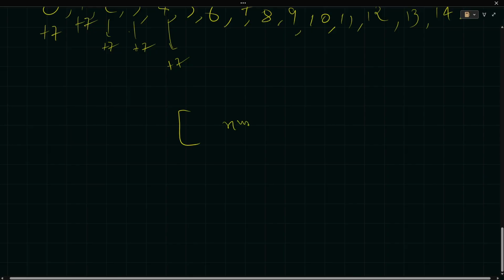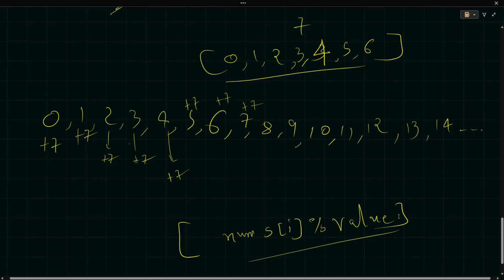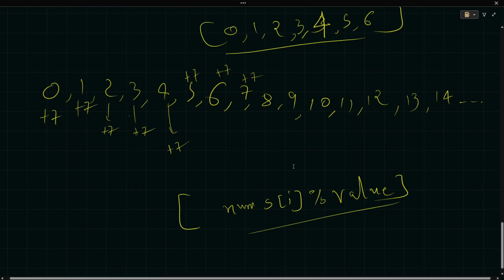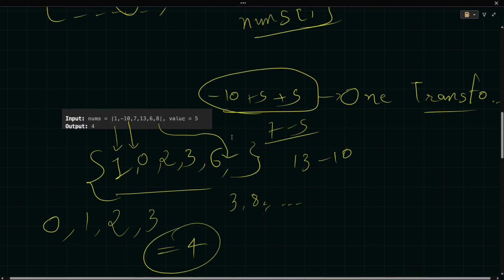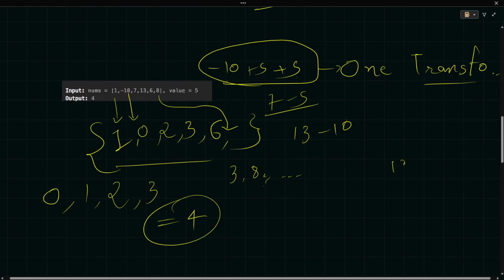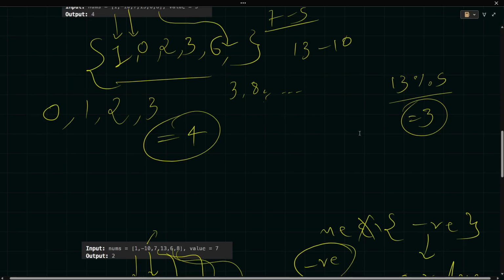The nums of I and the modulo of it, which value. This is the main thing we have to look for in the array while traversing. See, in this test case itself, this is 13. So 13 is there, and I would directly do modulo 5, which is nothing but 3. 13 modulo 5 is 3. So our base is 3.